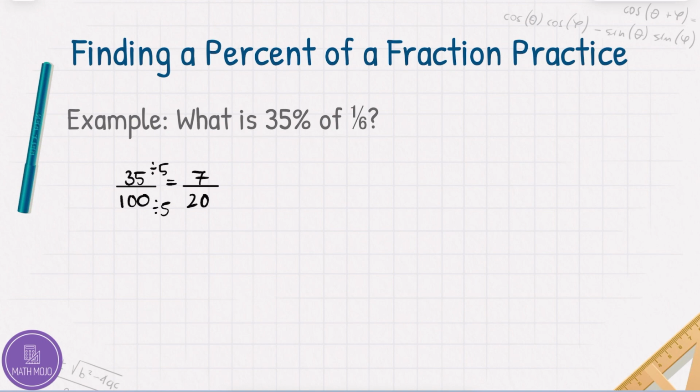Okay, and then we can multiply our fractions. So we're going to multiply 7 over 20 by 1 over 6. And then we're going to multiply straight through again. And our numerator is going to be 7. And our denominator is going to be 120. And now we can't simplify this fraction any further, so we're done.